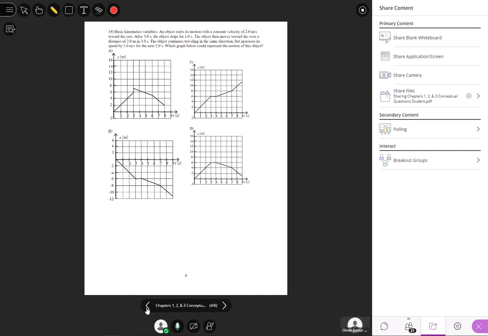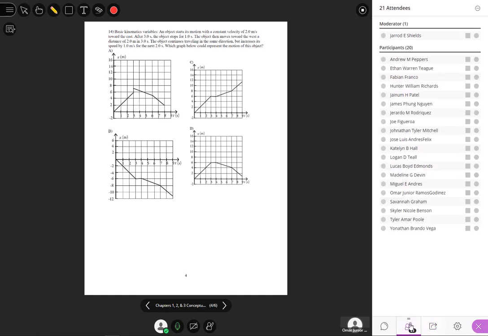Now, all right, the basic kinematics variable. An object starts its motion with a constant velocity of 2 meters per second toward the east. After 3 seconds, the object stops for 1 second. The object then moves towards the west, a distance of 2 meters in 3 seconds. The object continues traveling in the same direction but increases its speed by 1 meter per second for the next 2 seconds. Which graph below would represent the motion of the object?